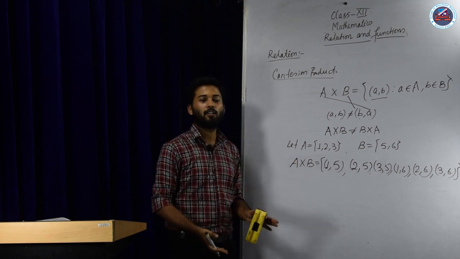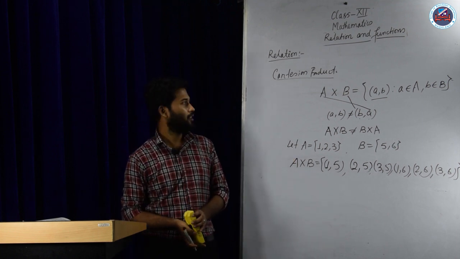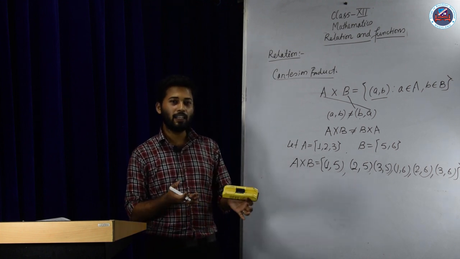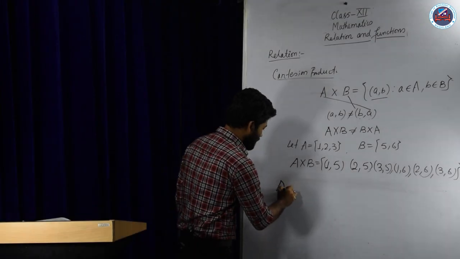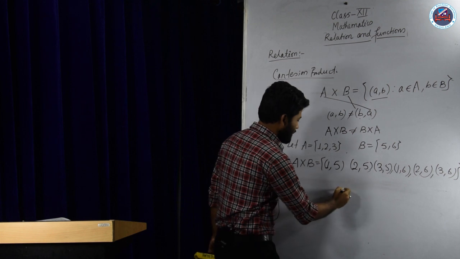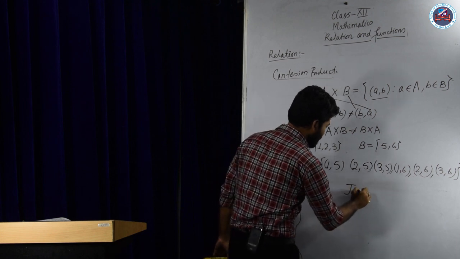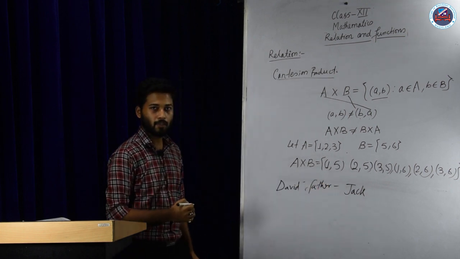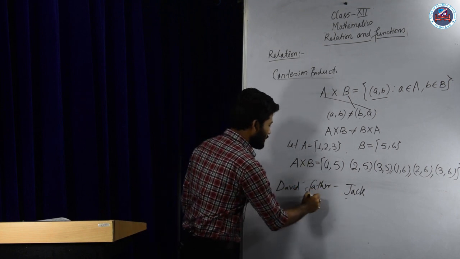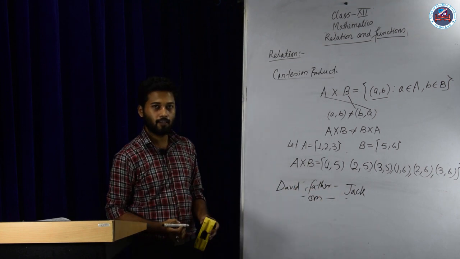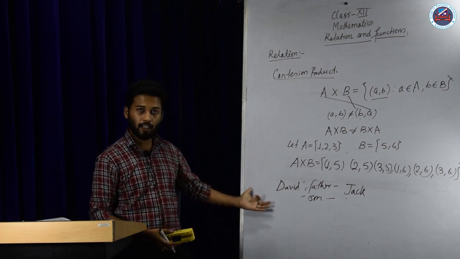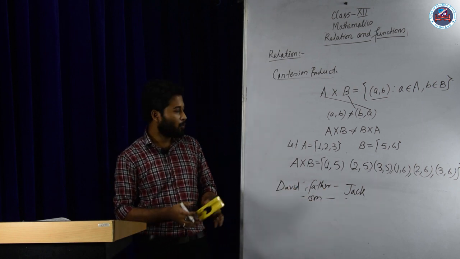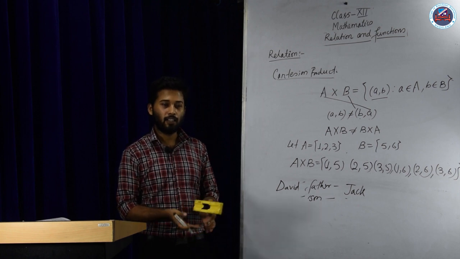So using this Cartesian product, we are going to define what is a relation. When I say relation in our general life, what do you mean by that? Relation means a link between two persons. Suppose a boy, David, is connected to this person, Jack, by the relation father, and Jack is connected to David by the relation son. So we are connecting two persons using a relation. In mathematics, we connect two sets using a relation, using some assumptions.